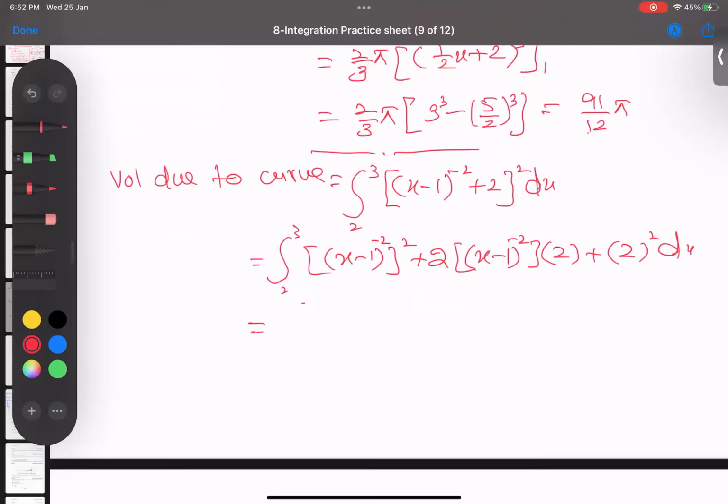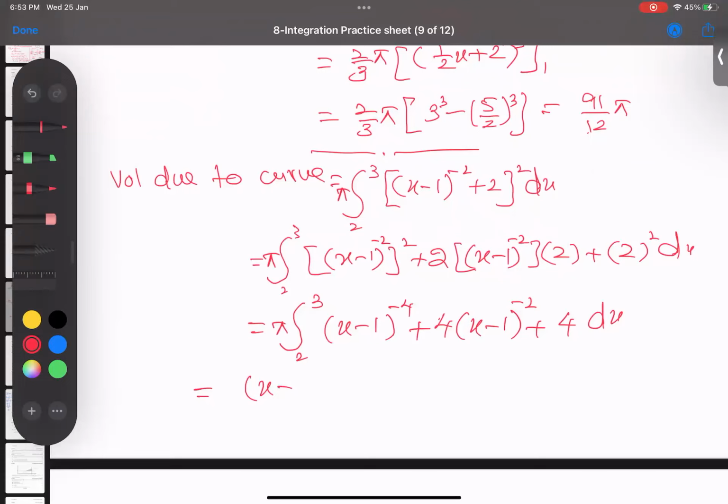Many students have a big issue in this simplification. And power to power, all of you know, multiply. Minus 4, and these 2 twos are 4, and ultimately I get 4 times 2, (x minus 1) to power negative 2, and plus 4. And now my question is ready for integration. And what is the rule of integration? What is the rule? Increase, oh sorry, I missed pi outside. Pi outside, pi outside. So pi is still there.